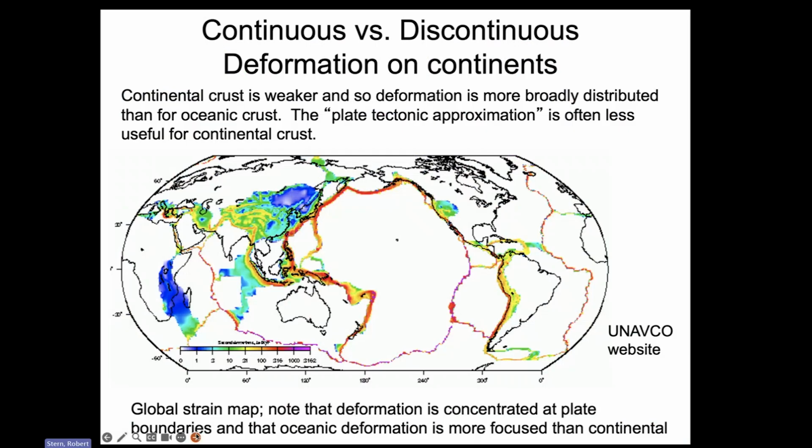All right. So let's talk very briefly about continuous versus discontinuous deformation on continents. Over and over again, we'll see that the continents behave differently to stress. The strain in the continents is more diffuse in many cases and more migratory than it is in the oceanic realm, because oceanic lithosphere is stronger, and continental lithosphere is weaker, which means they do different things.